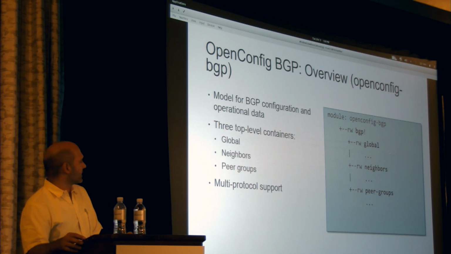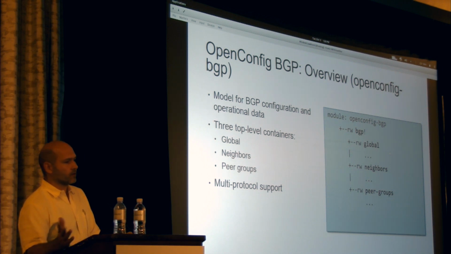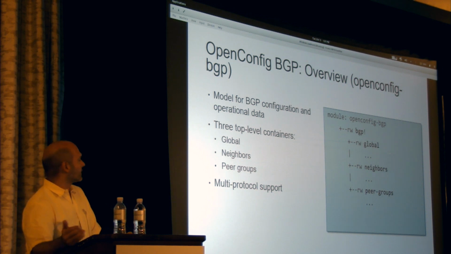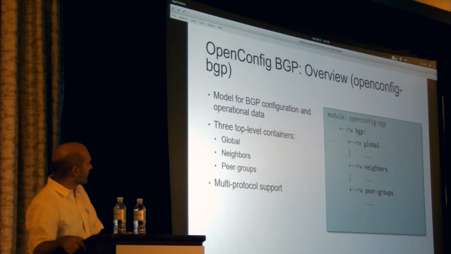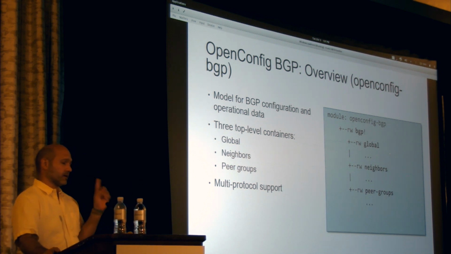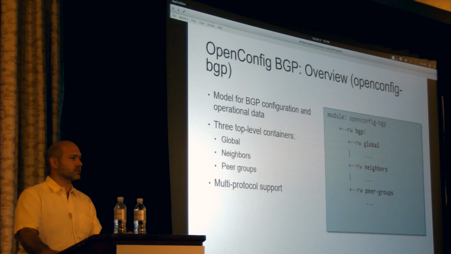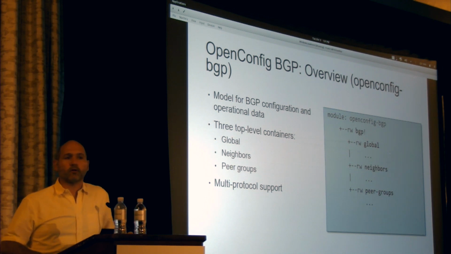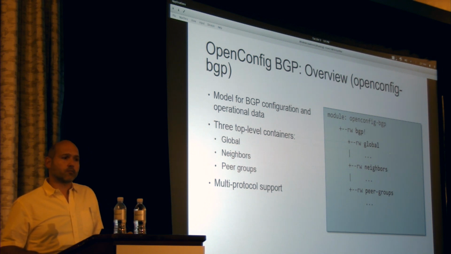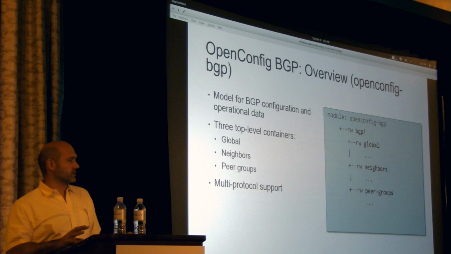This model obviously has support for multi-protocol operation, and as I indicated before, it follows the notation of having both config and operational data embedded. Before I go much further, let me make a note, because some of you, maybe the people that have been following the OpenConfig work more closely, know about the network instance model.